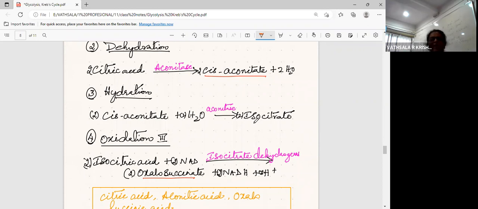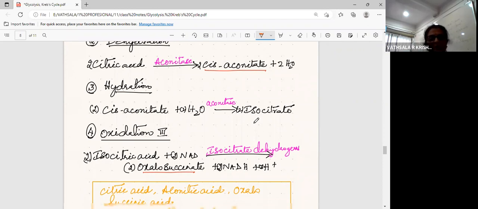Now cis aconitic acid, again water is removed and it forms isocitrate. It's only an isomerization, an isomer form. So for this isocitric acid, now comes the very important concept, oxidation. Highlight that step which is given in your textbook, 100% it will be asked, oxidation.